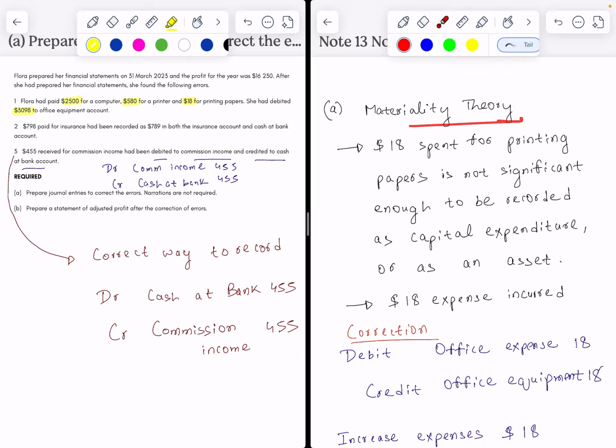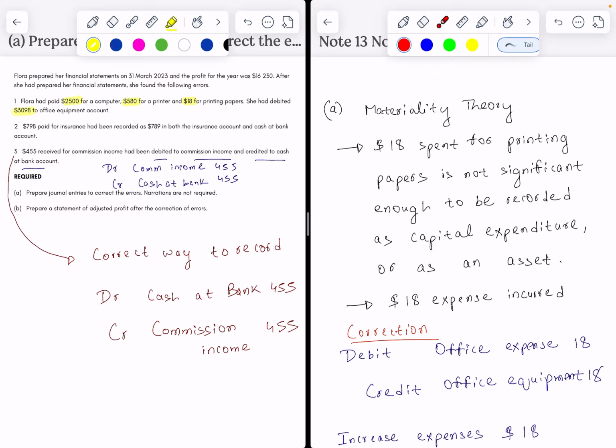So when we look into $18, which has been spent for printing papers, this cost is not significant, where we could record it as some kind of capital expenditure or buying an asset or making improvements for an asset which we intend to use for the long term. Printing papers can therefore just be simply classified as a regular expense that has been incurred. So you could classify printing papers as an office expense in this case.